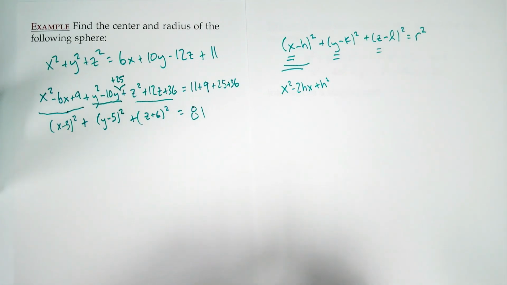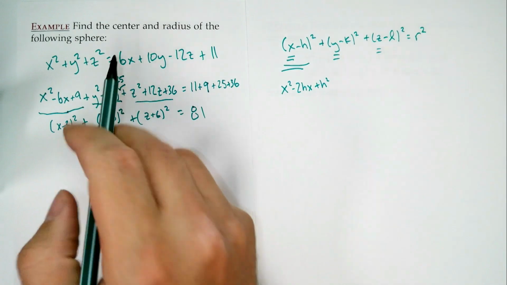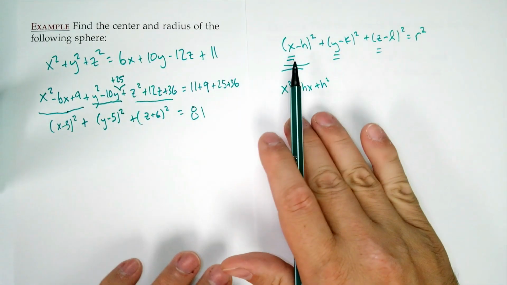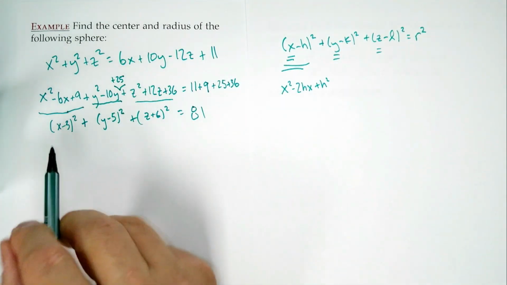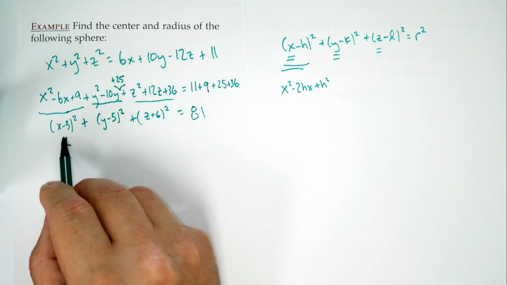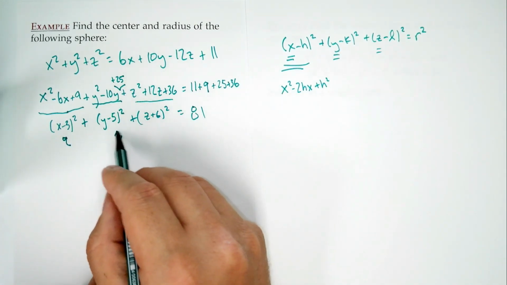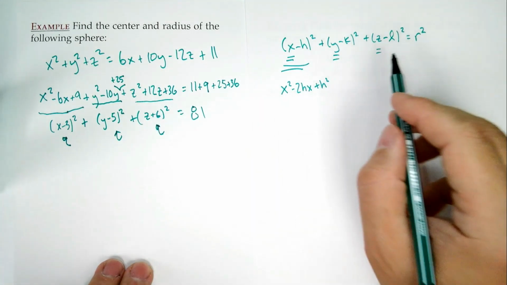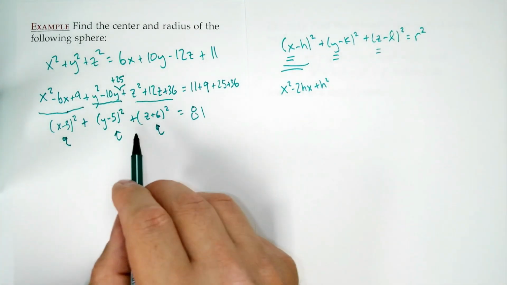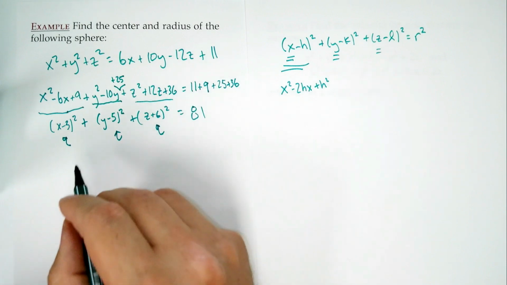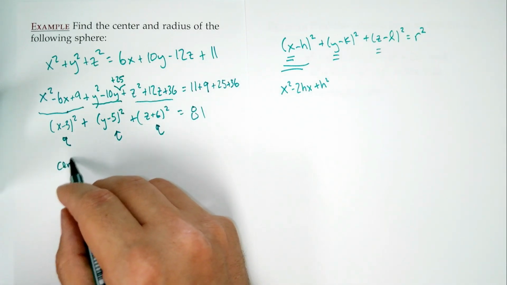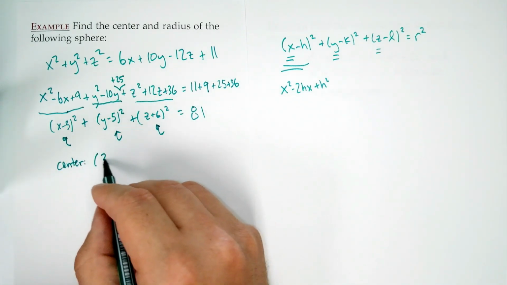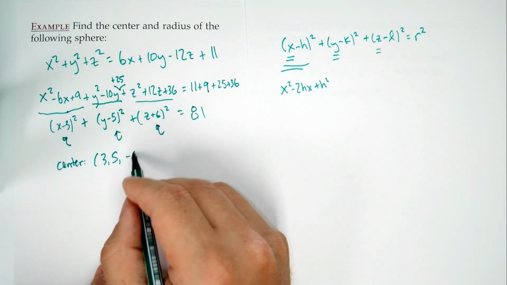All right. So what's the answer? Well, we need the center and the radius. And now that we have it in this kind of format, we can read it off. So for the center, we get 3, and then 5, and now be careful here. See that plus? Because it really should be a minus. So think of it as minus minus. So the center is going to be 3, 5, negative 6.